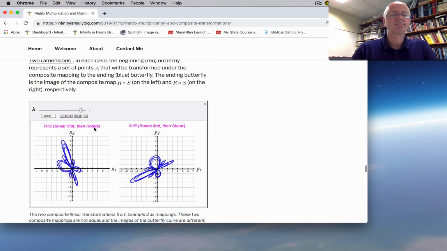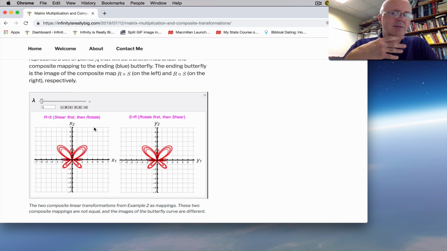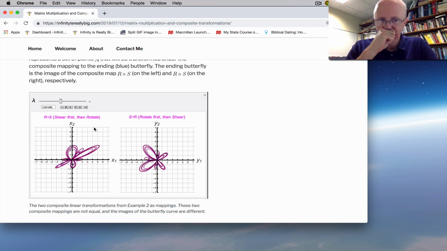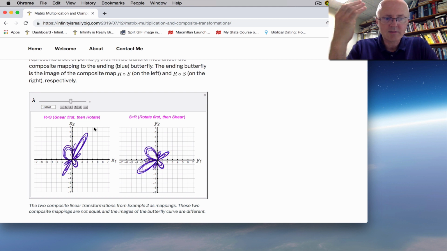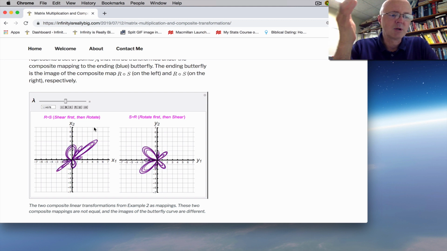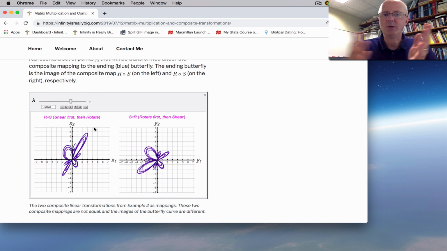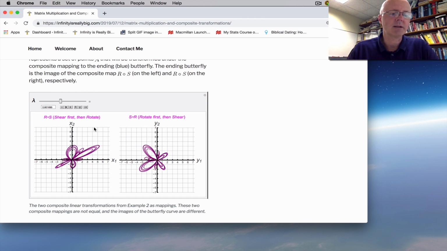Here's our first visual. So on the left, you've got R circle S, meaning shear first, then rotate. Remember, you work from right to left with the circle notation. The red butterfly curve is the original set. The blue one at the end right now is the image in both cases. The stuff in between is just to help you see the shearing and the rotating.